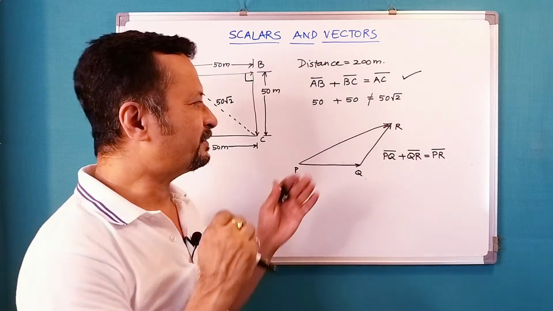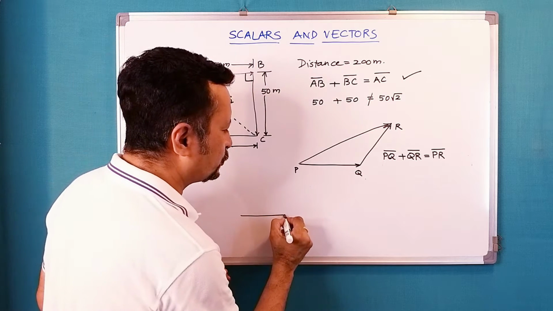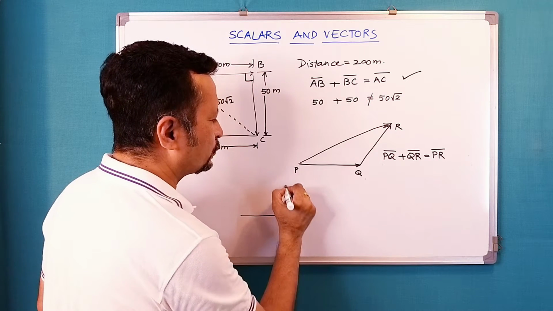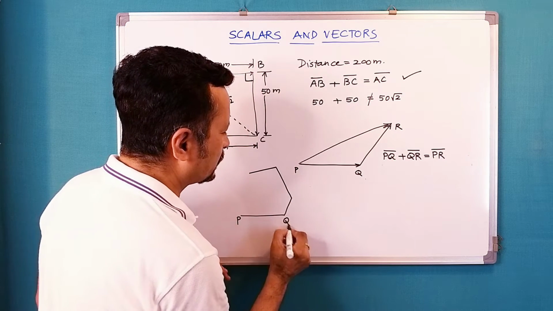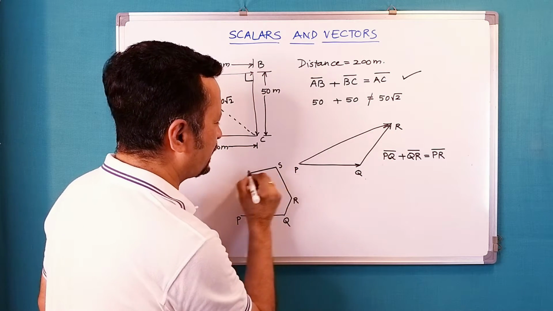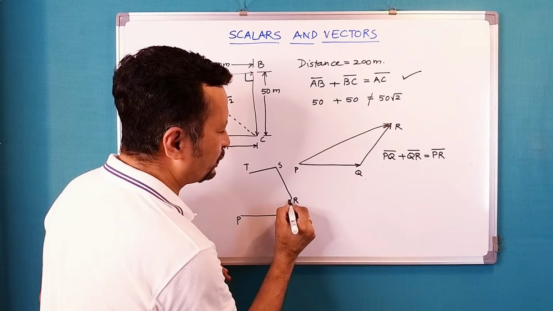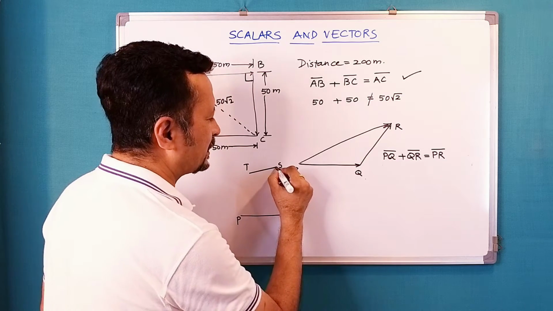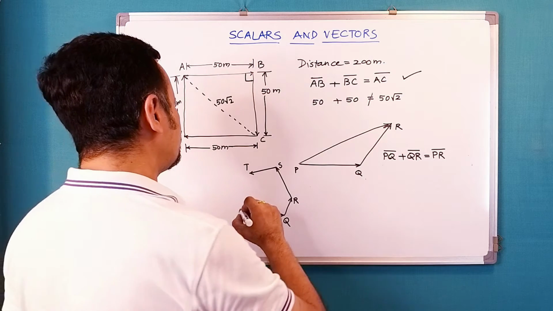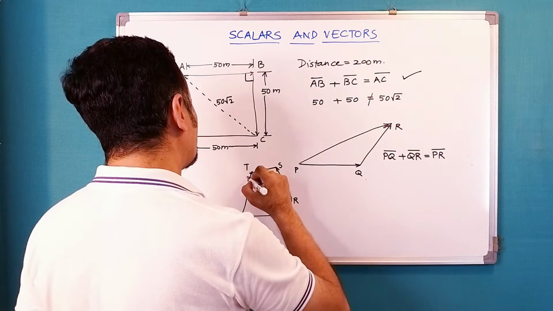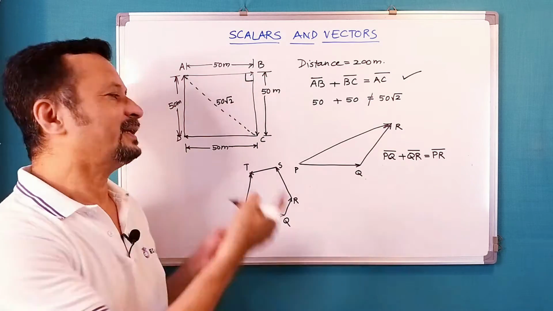Now what if I start from point P here, then I go to Q, then I go to R, and then I go to S, and finally T. So my vectors are like this: PQ bar, QR bar, RS bar, and ST bar. What is my resultant? My resultant would be PT bar. So I connect the tail of PQ bar with the head of ST bar.